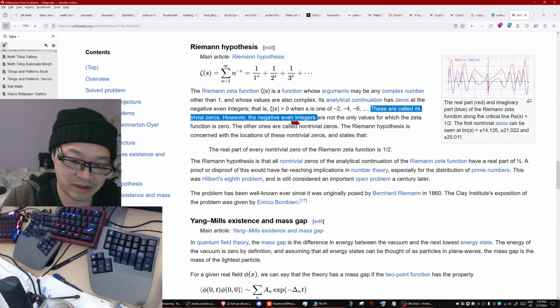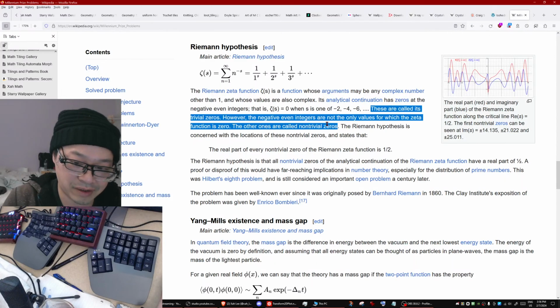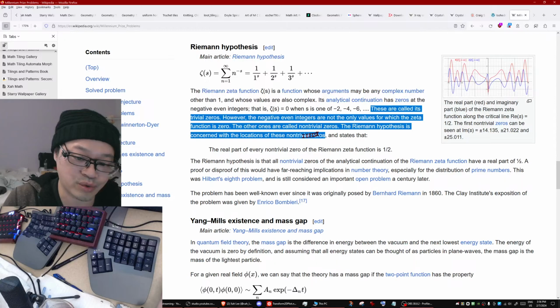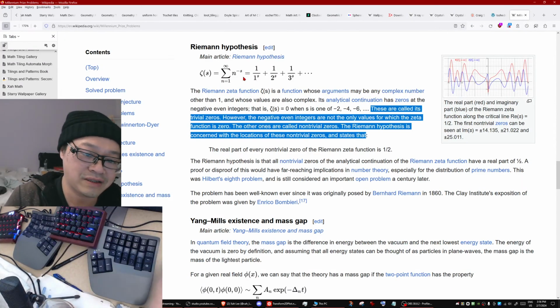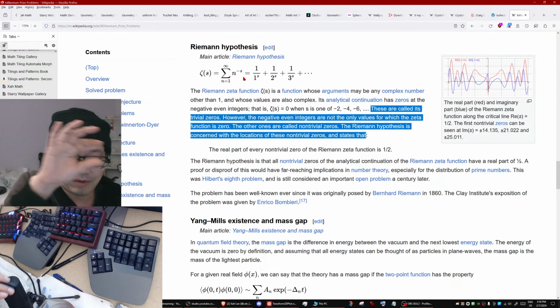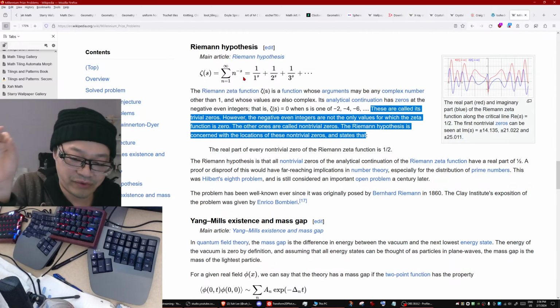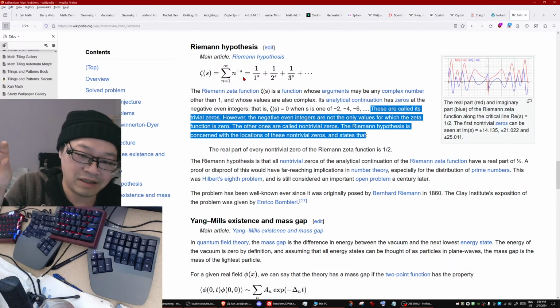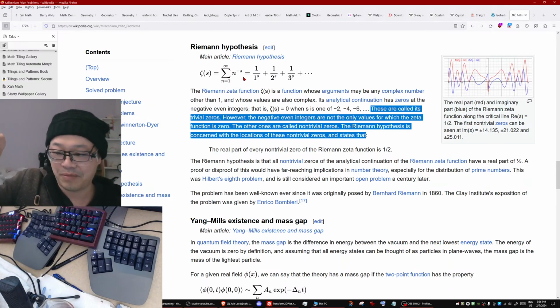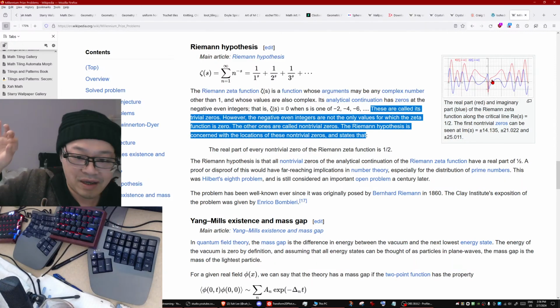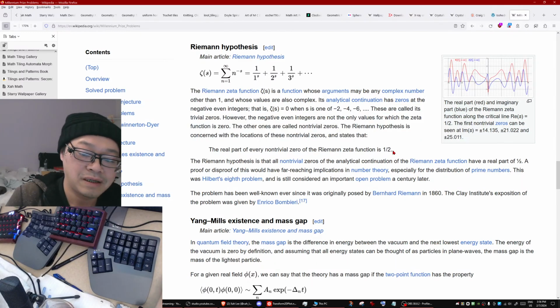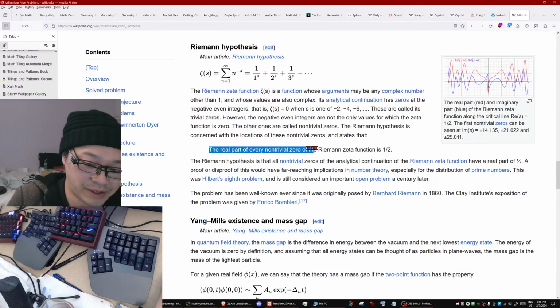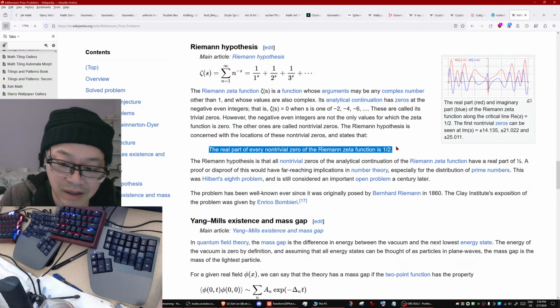However, the negative even integers are not the only values for which the zeta function is 0. The other ones are called non-trivial zeros. Now, the Riemann hypothesis is concerned with the locations of these non-trivial zeros. So in other words, you are given this function. We know if you give it -2, -4, -6, the answer is 0. However, there are some other numbers, like shown in this graph, for which the output is also 0. The problem is to prove the real part of every non-trivial zero of the Riemann zeta function is 1/2.